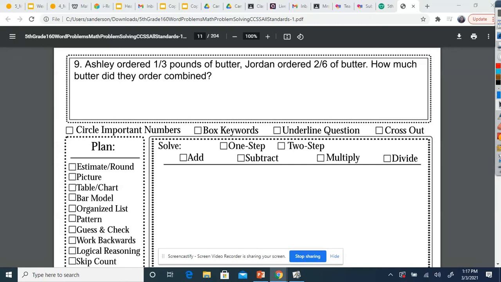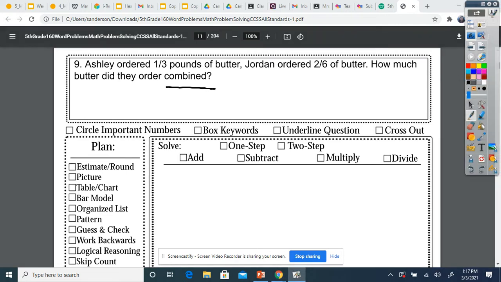Hey guys, so we're going to be reviewing adding and subtracting fractions today. It hasn't been too long since we did this, so we're going to go through some word problems. Our first one says, Ashley ordered 1/3 pounds of butter. Jordan ordered 2/6 of butter. So how much butter did they order combined?